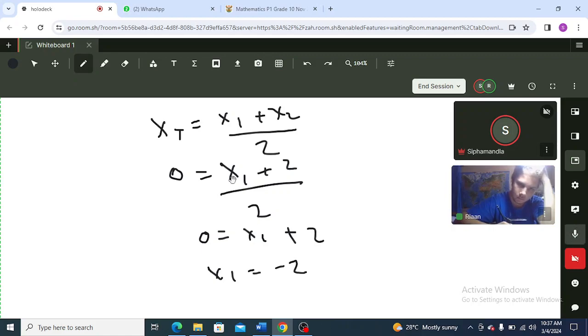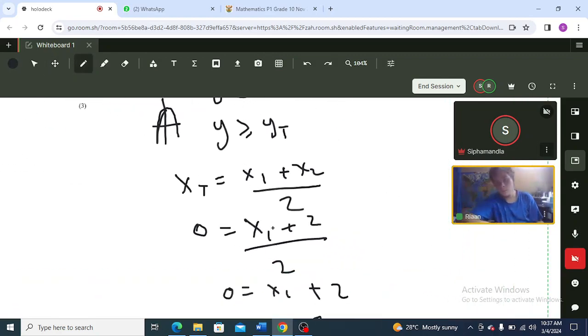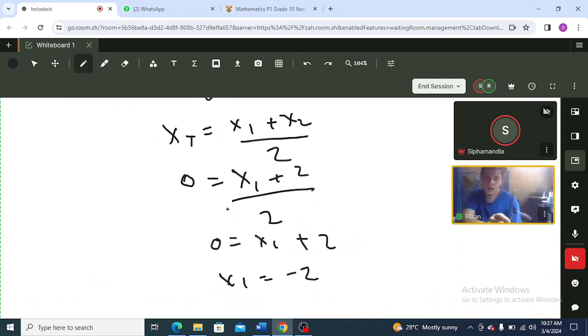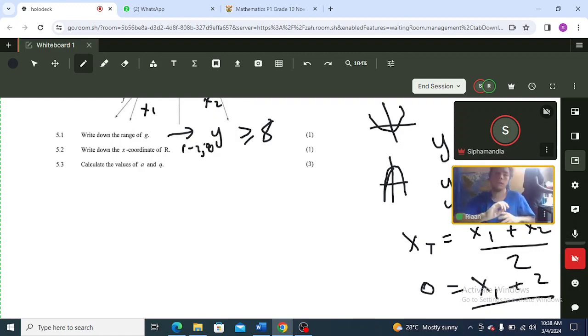So you can see that to write the x coordinate of r, you have to write this in terms of coordinates, because if you left your answer like this, you still didn't answer the question. You always have to leave your answer in coordinate form. So you leave your answer like (-2; 0). Any question here? It makes sense. So your answer here will be (-2; 0).